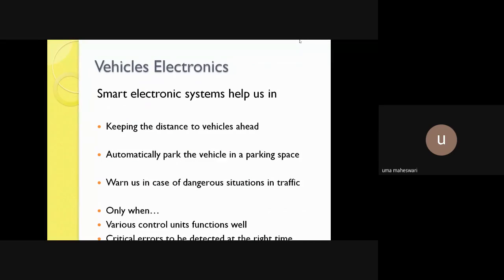Coming to vehicle electronics, smart vehicle electronic systems help a lot. For example, keeping the distance of the vehicle, automatically parking within the space, and warning us in case of danger situations like ABS solutions. There are many situations like this. This happens only when the electronic control unit, ECU, functions well. Otherwise, it will not perform these operations. On the other side, critical errors need to be detected at the right time. There should not be any time delay in error detection, otherwise it will end up with accidents.